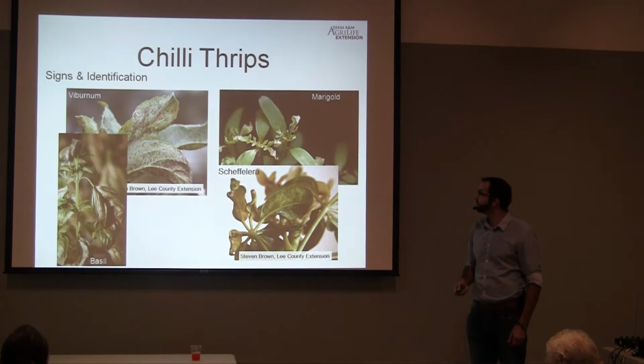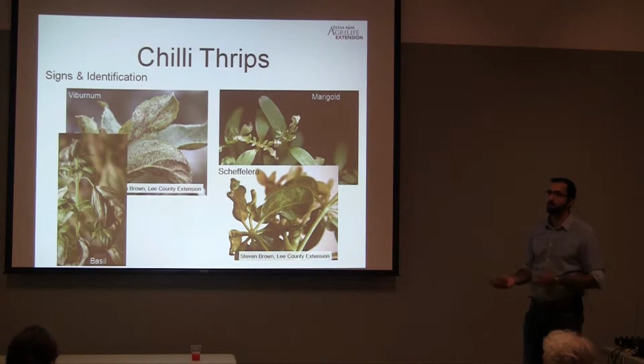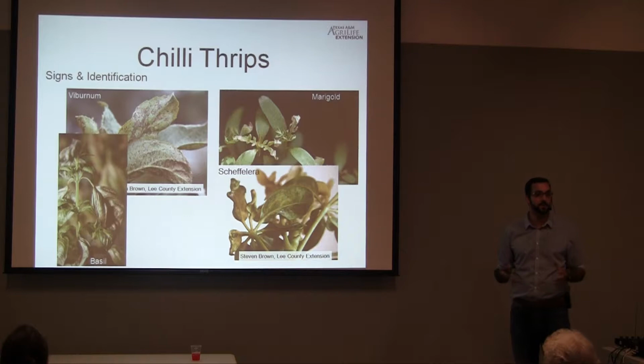And here's what it looks like on some other crops that aren't roses. So if you have some other neighboring plants that are exhibiting signs of damage of chili thrips, it may be something to consider eliminating or removing those plants if at all possible.